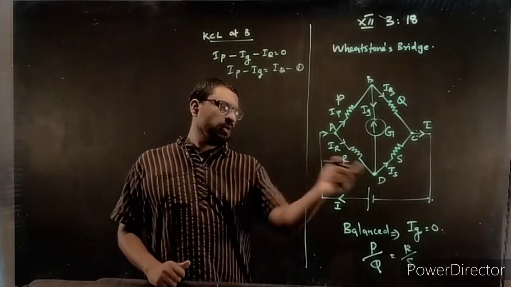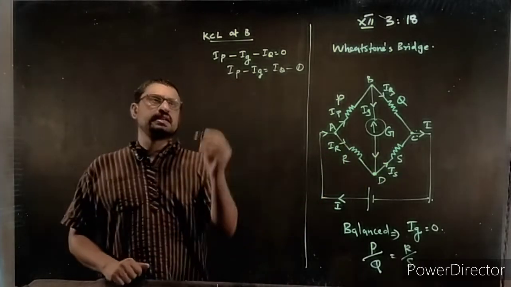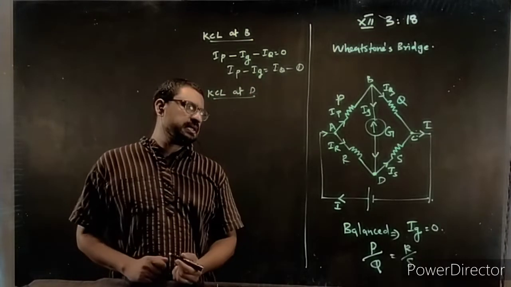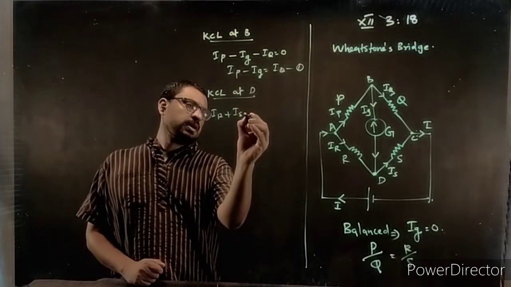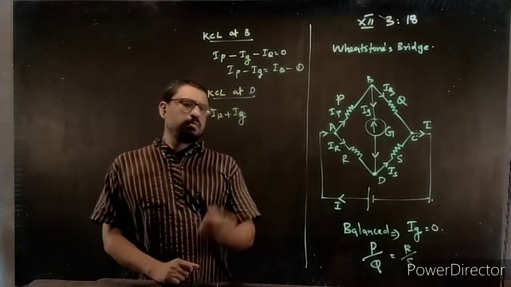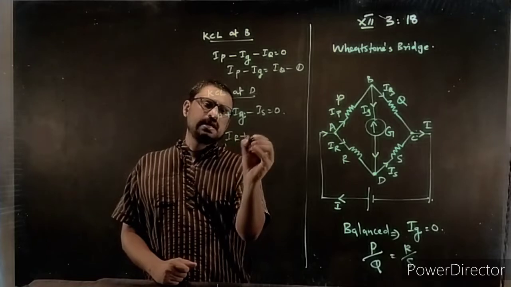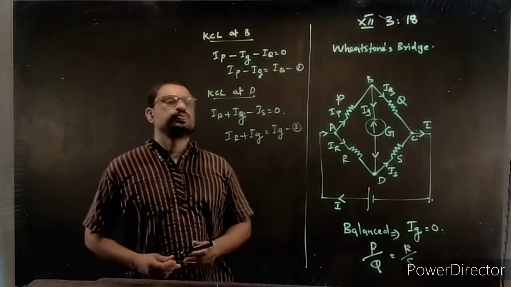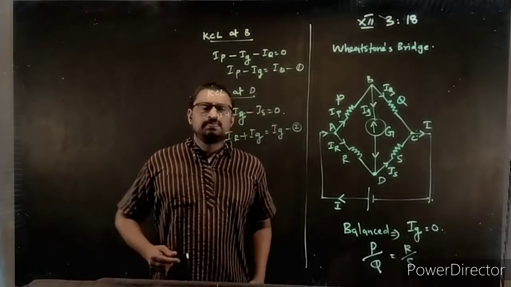That's what. Now what about at D? The entering currents are IR and IG and the leaving current is IS. KCL at D will give you IR plus IG minus IS equal to 0. So that means IR plus IG equal to IS. This is equation 2. So I applied Kirchhoff's current law at 2 junctions.